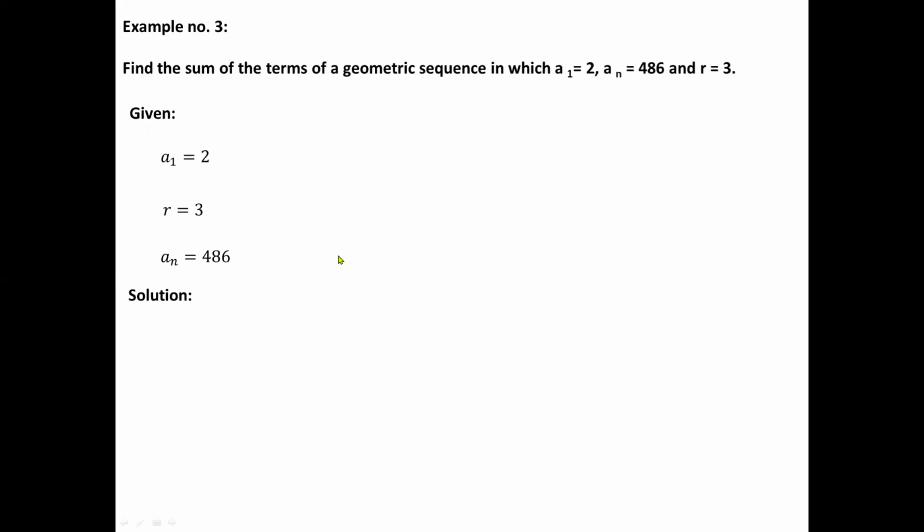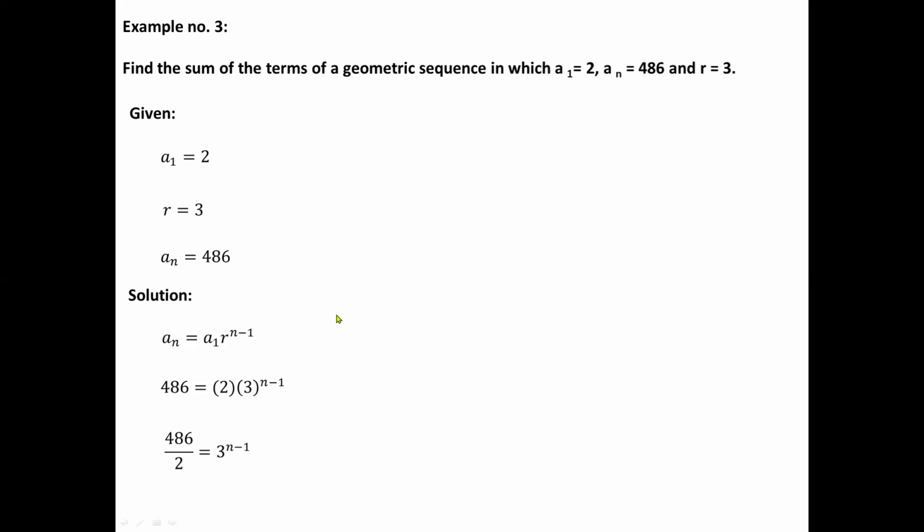And for the solution, kung hahanapin natin ang sum, okay, kailangan muna nating malaman ang number of terms. Term ba or n? Okay. Hanapin muna natin ang value ng ating n, para malaman natin kung ilang term ba ang meron tayo. So let us see. Direct substitution. A sub n is 486. A sub 1 is 2. r is 3, then raised to n minus 1.